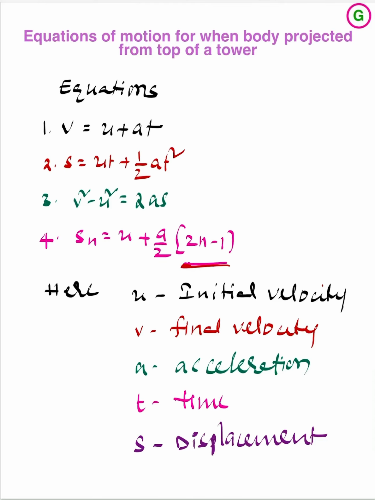Hey dear students, today we learn the equations of motion for a body projected from the top of a tower. The general equations of motion are v equal to u plus at, s equal to ut plus half at square, v square minus u square equal to 2as, and Sn equal to u plus a by 2 into 2n minus 1. These are the general equations.